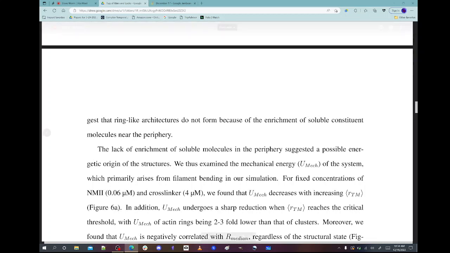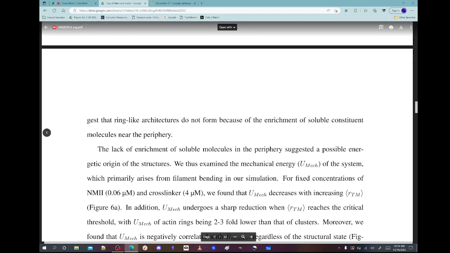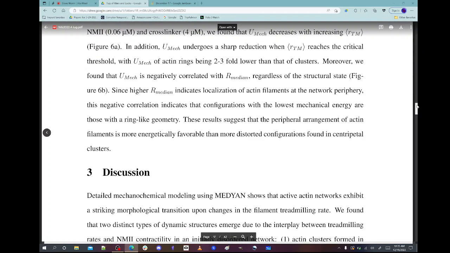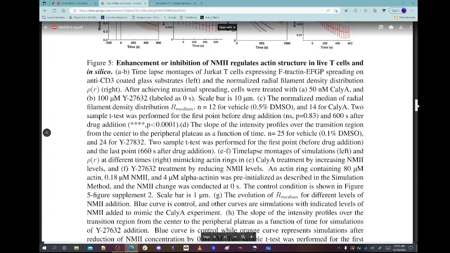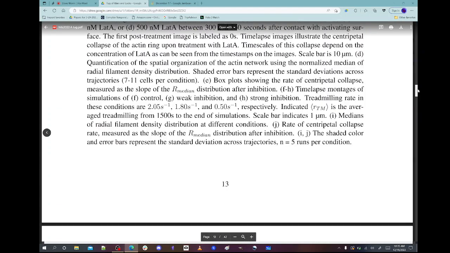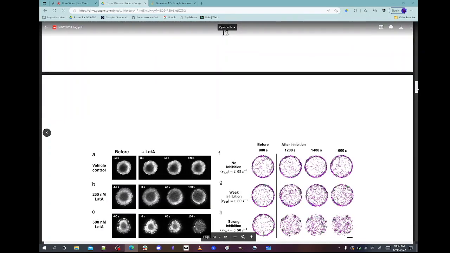For fixed concentrations of NM2 and crosslinker, we found that this parameter decreases with increasing R sub Tm. In addition, EMEC undergoes a sharp reduction where R sub Tm reaches the critical threshold, with the UMEC of actin rings being 2 to 3-fold lower than that of clusters. So if you go back to this figure up here, they show that you have these rings, but also clusters.